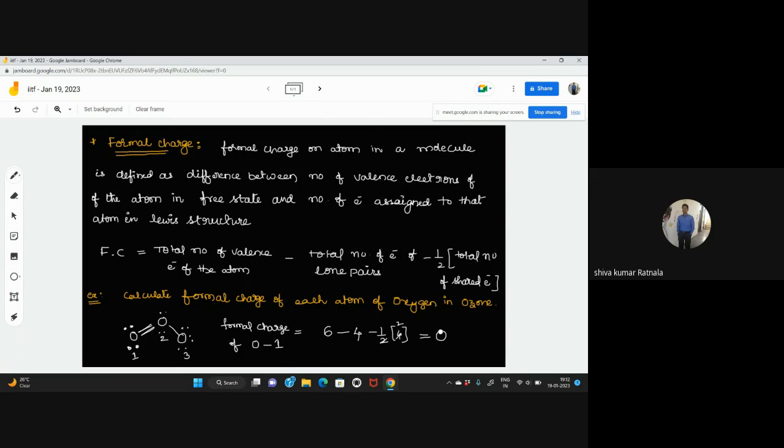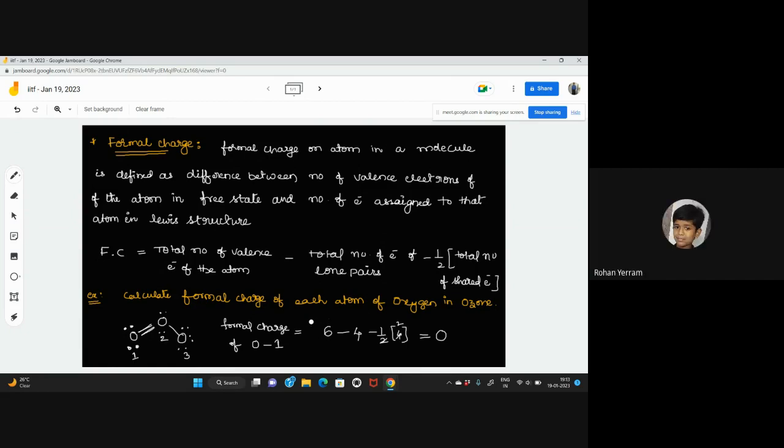Now do it for the others. Sir, I have a doubt. For the first oxygen atom, there is a double bond plus two lone pairs. That means we have 8, no sir? Then you wrote here 6 minus 4. The formula is total number of valence electrons of the atom. Oxygen, how many valence electrons are there? 6, sir. That way I have written as per the formula.